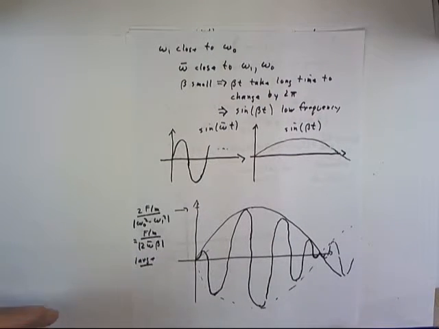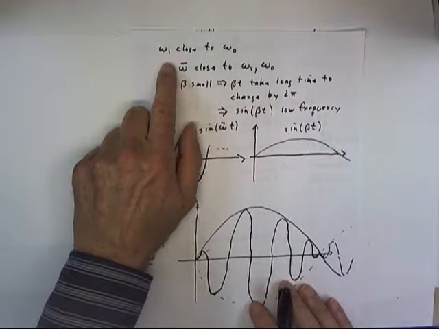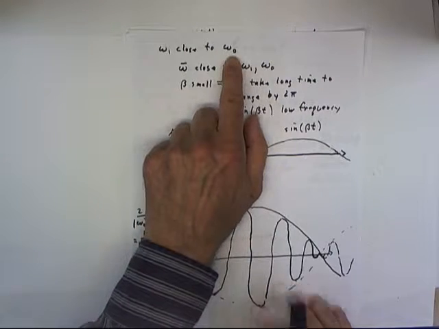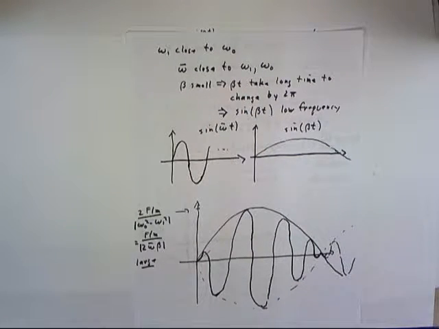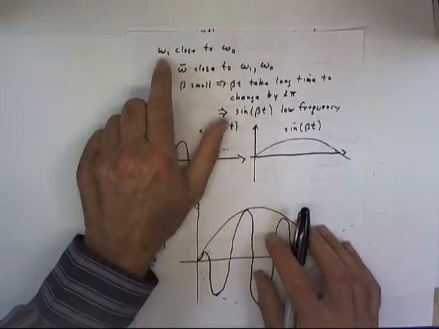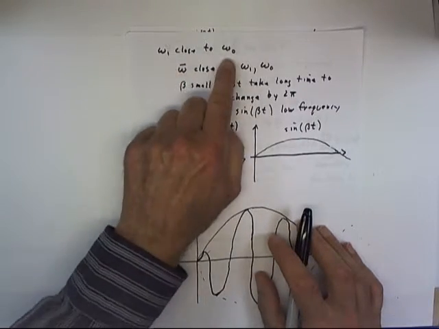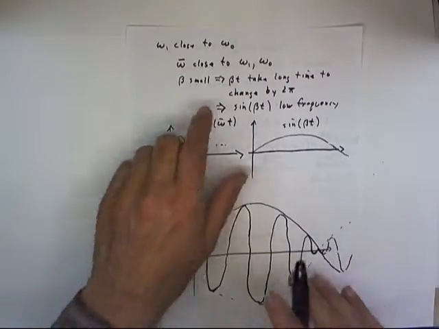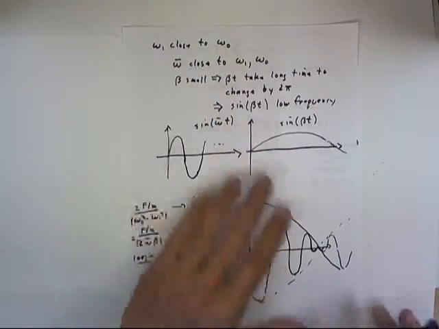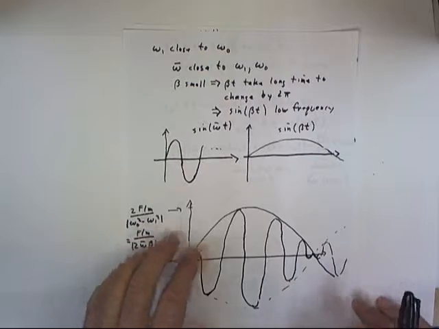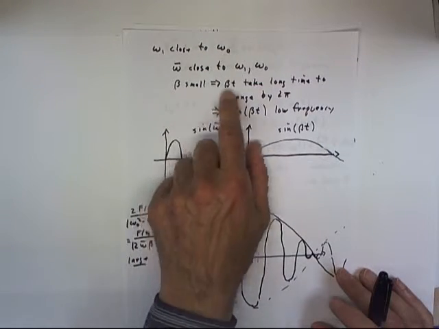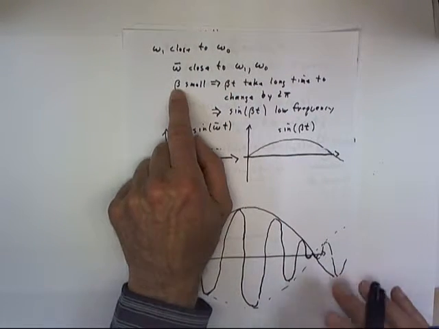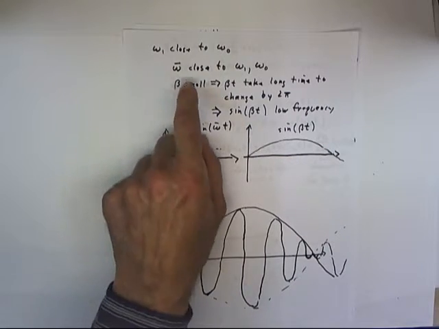Now we want to ask what happens as omega 1 approaches omega naught. That is, as our driving frequency approaches the natural frequency of the oscillator. Well, as omega 1 approaches omega naught, first thing that happens is beta gets much smaller, beta being the difference between omega 1 and omega naught.